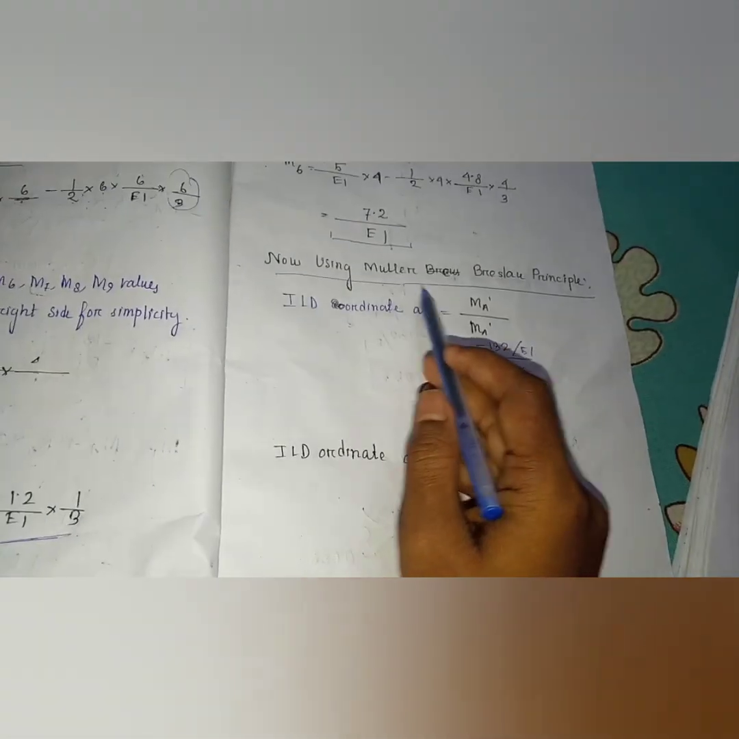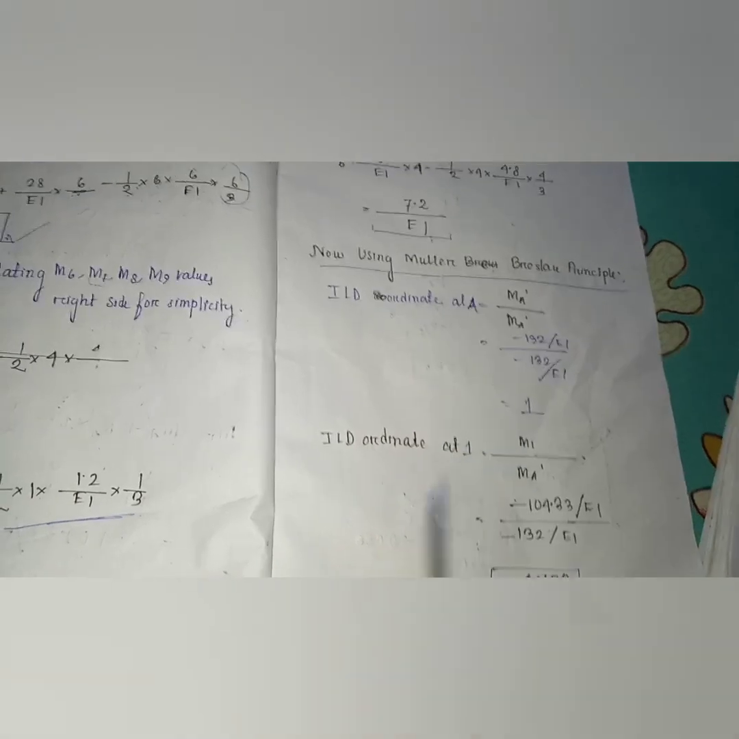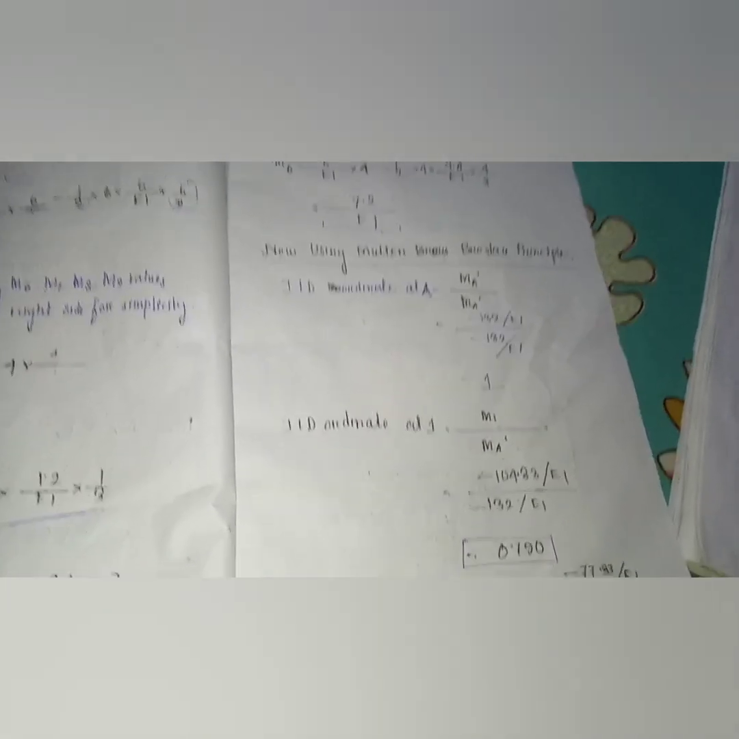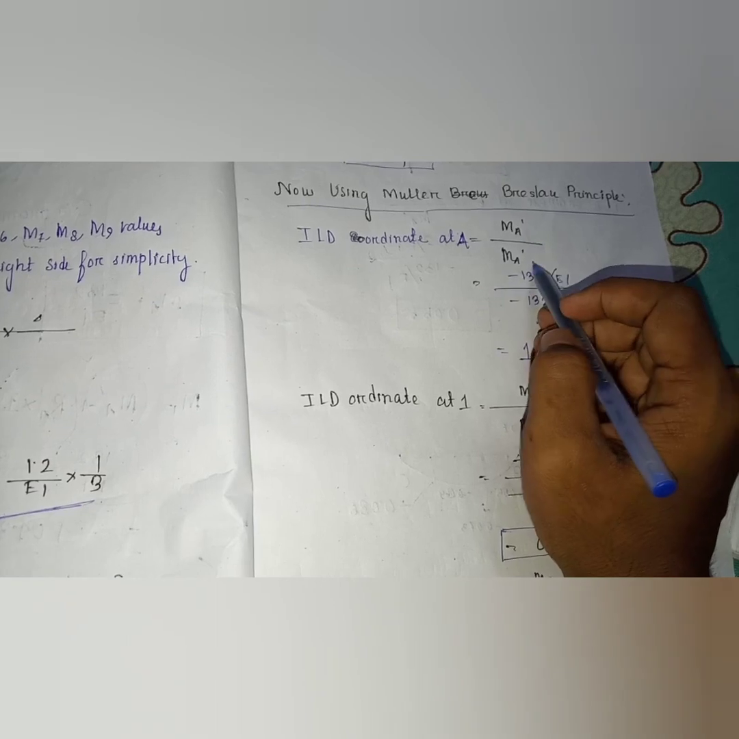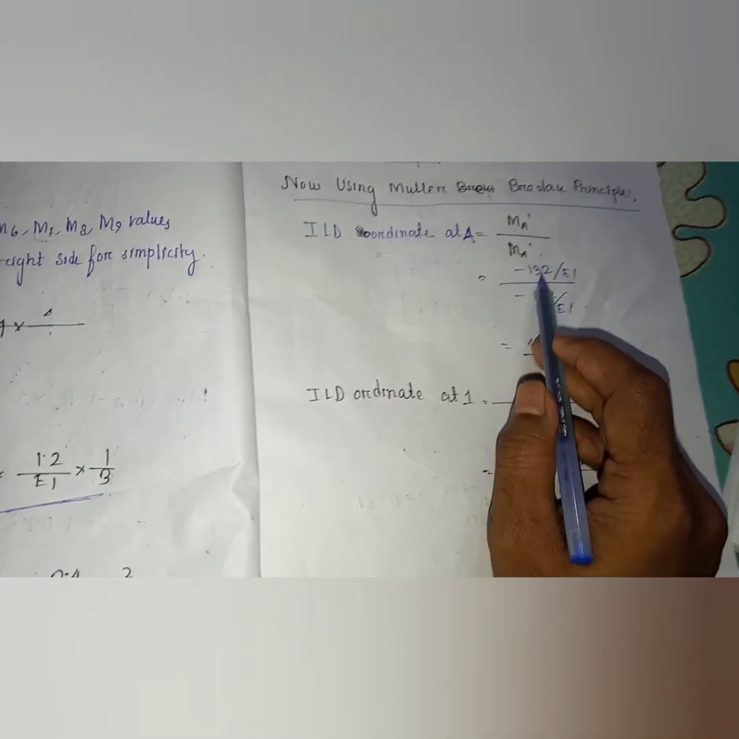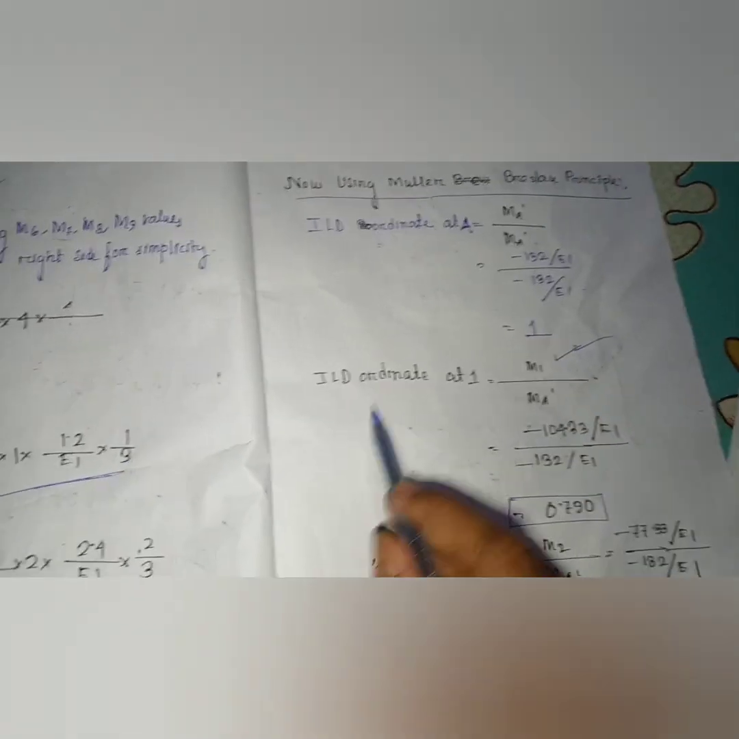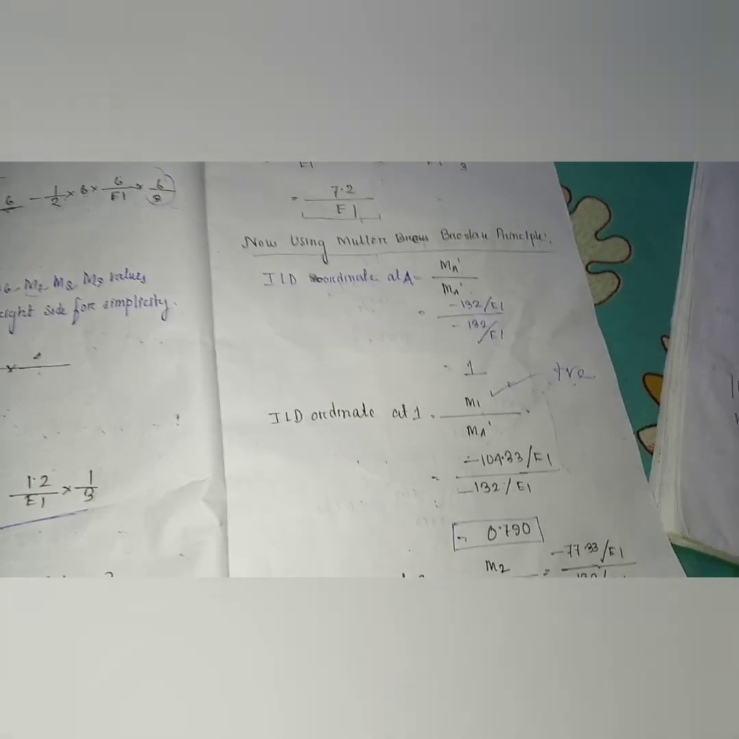Now using this principle, we have to find the ILD ordinate of A, B, of A and section 1, section 2, all this, right? So listen, what will be the ILD ordinate at A? It is MA prime by MA prime. MA we have found the value of minus 132 divided by EI. It is 1. Okay, it is positive. Just listen carefully. It is positive because it is very much essential to draw the ILD.